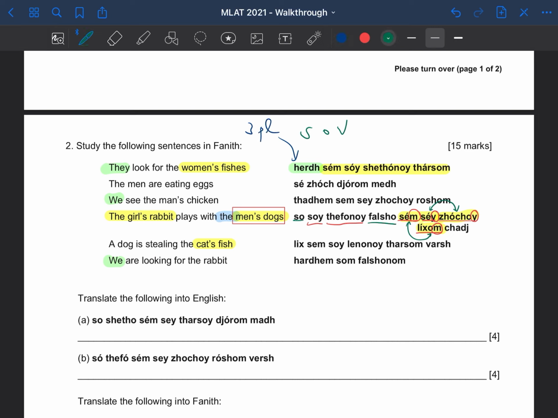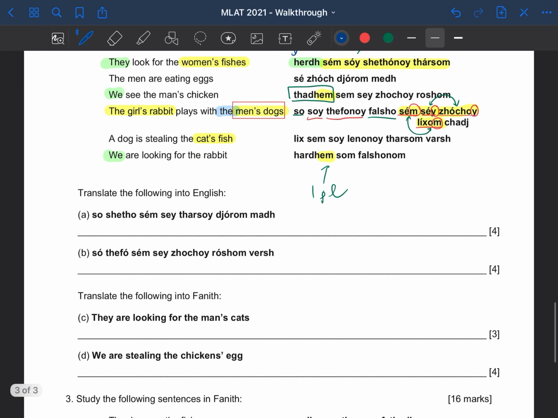And for we, it is the verb here, and it has taken the inflection M. Same with we in the last sentence, which has the inflection M. And it is first plural. And for sentences with pronouns as subjects, the verb order will be V and O. Then we can solve the problem. Translate. So, shetho, sem, se, tharsoi, jorom, mar in English.